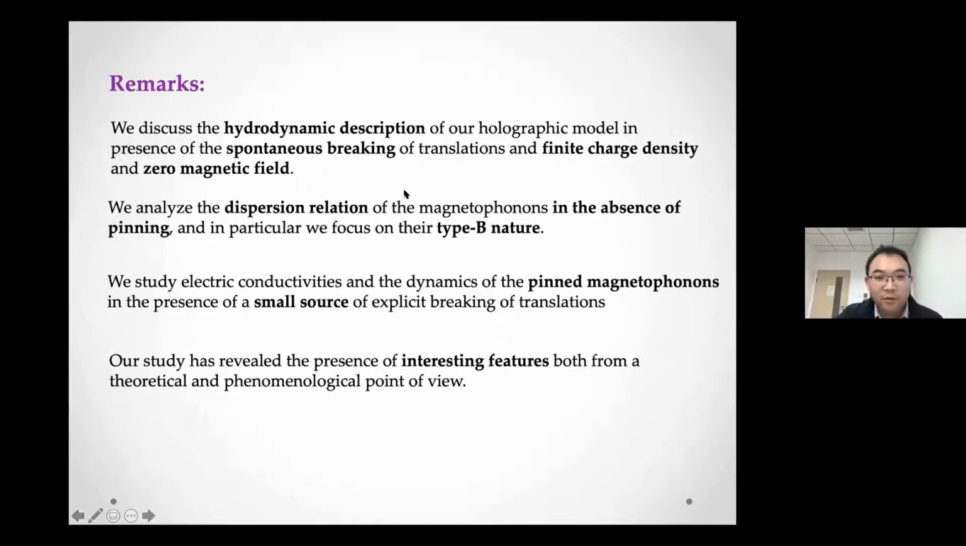So some remarks. We discussed this hydro description and the holographic model with spontaneous breaking of translations at finite charge density and zero magnetic field. We gave the dispersion relation of the magnetophonons in the presence of pinning, and particularly we focused on their type B nature, and we studied the electric conductivity and the dynamics of the pinned magnetophonons in the presence of a small source of breaking of translations. Our study has revealed the presence of interesting features, both from a theoretical and a phenomenological point of view.